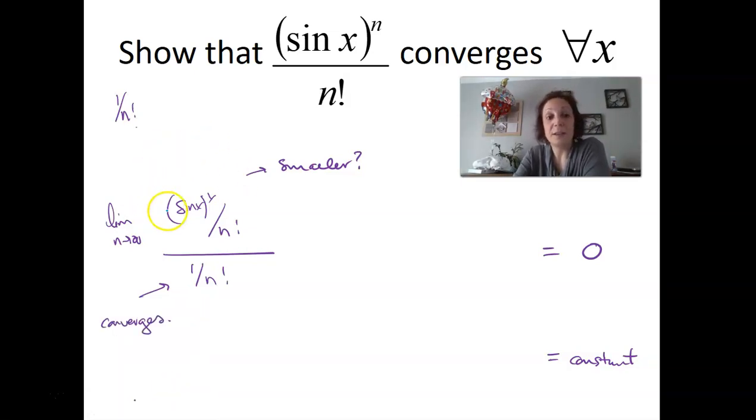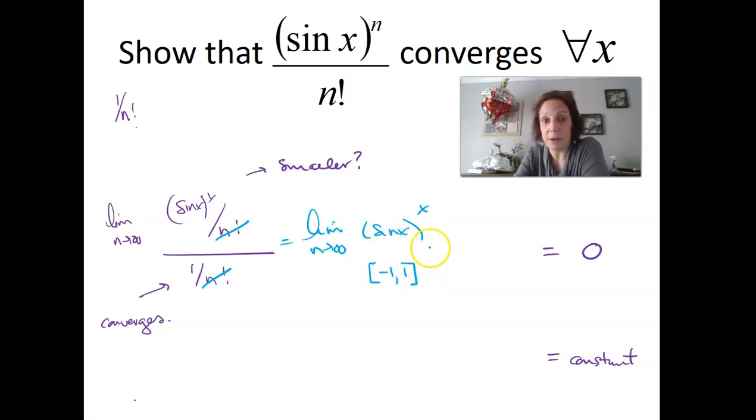Okay, so look at what I have here. I have something divided by n factorial, something divided by n factorial. These guys just cancel. See you later. All right, so this ends up being the limit of sin x to the n. Again, look, n is approaching infinity, and sin x is oscillating between -1 and 1. So here's what I have. As n grows, I have a number oscillating between -1 and 1, and it's being raised to the infinitieth power.